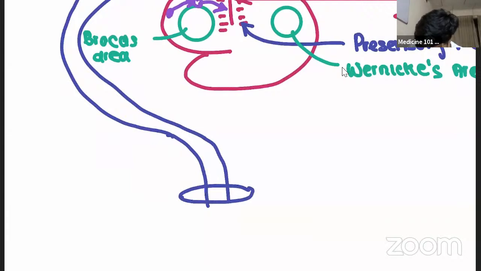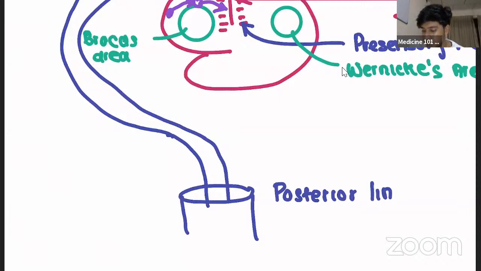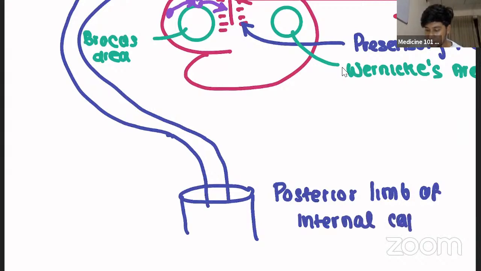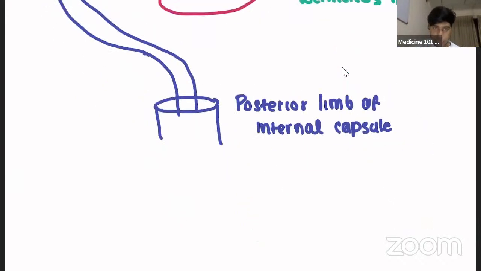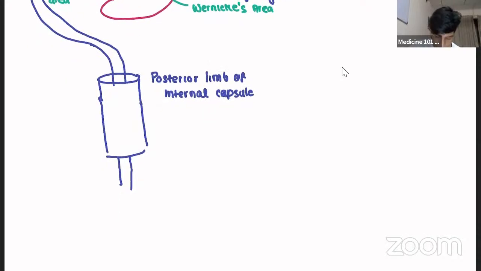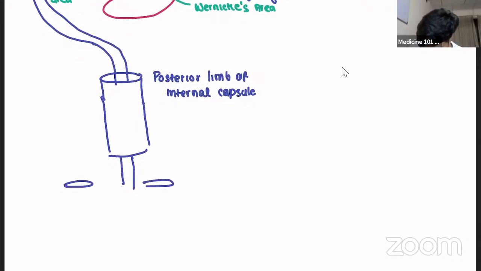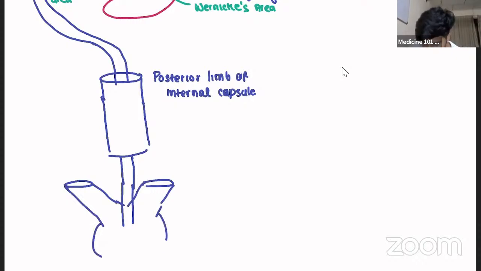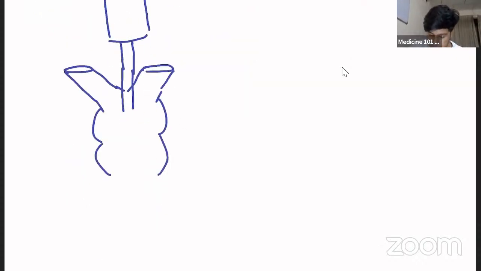These neurons will enter the posterior limb of the internal capsule, and they will exit at a place called the pyramids.